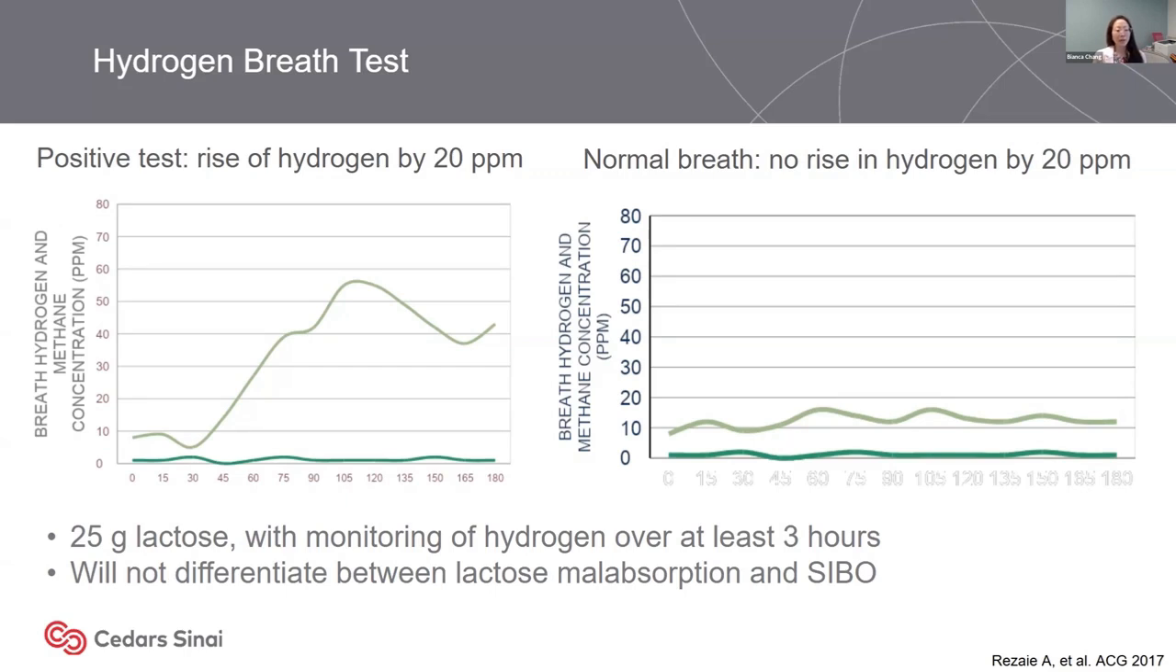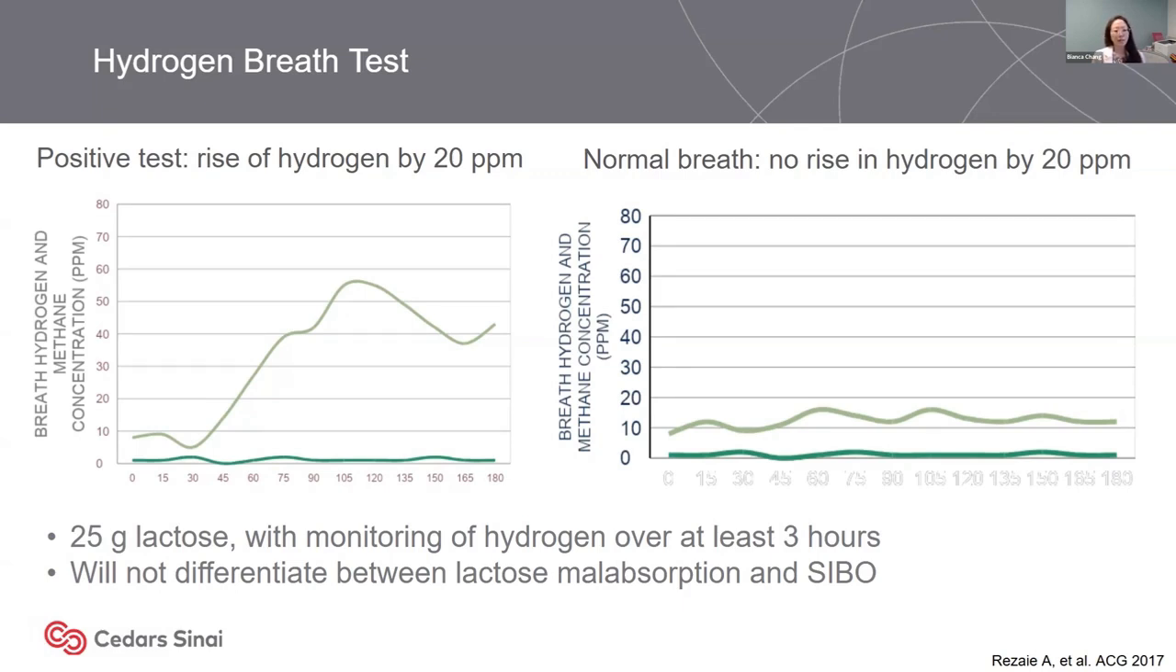And on the left, we see a positive breath test. So that hydrogen, which is the line on the top, is rising by more than 20 parts per million, whereas on the right, a normal breath test, we're not seeing that. And the science behind this is that if you have enough lactase and it's breaking down all the lactose that we give you, then those two building blocks, the galactose and the glucose, are all getting absorbed. So no sugar is really hitting the colon. And again, the colon is where the bacteria are fermenting the sugars to give you that gas.